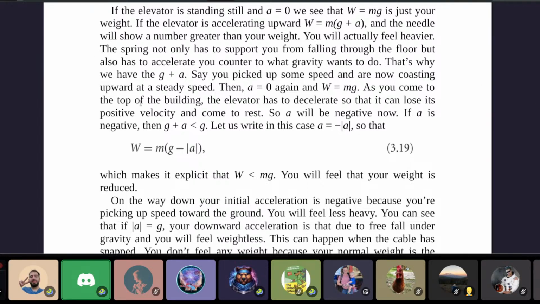As you come to the top of the building, the elevator has to decelerate so that it can lose its positive velocity and come to rest. So a will be negative now. If a is negative, then g plus a is less than g. Let us write in this case, a equals negative absolute value of a.